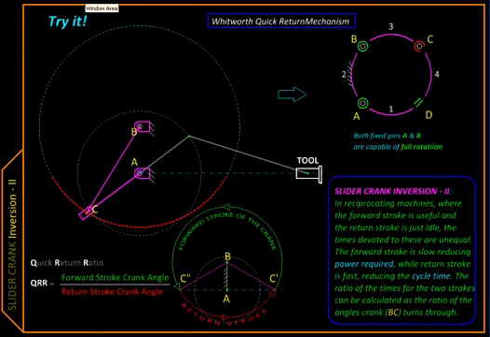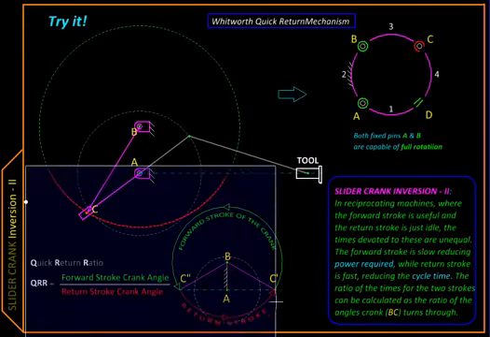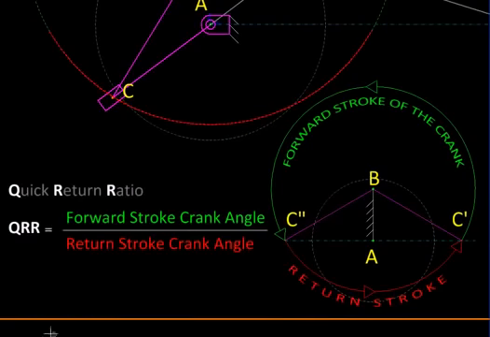This quick return characteristic of a mechanism can be quantified using a ratio called as the quick return ratio. It is a ratio of angle turned by the crank during the forward stroke of the tool divided by the angle turned by the crank for the return stroke of the tool.